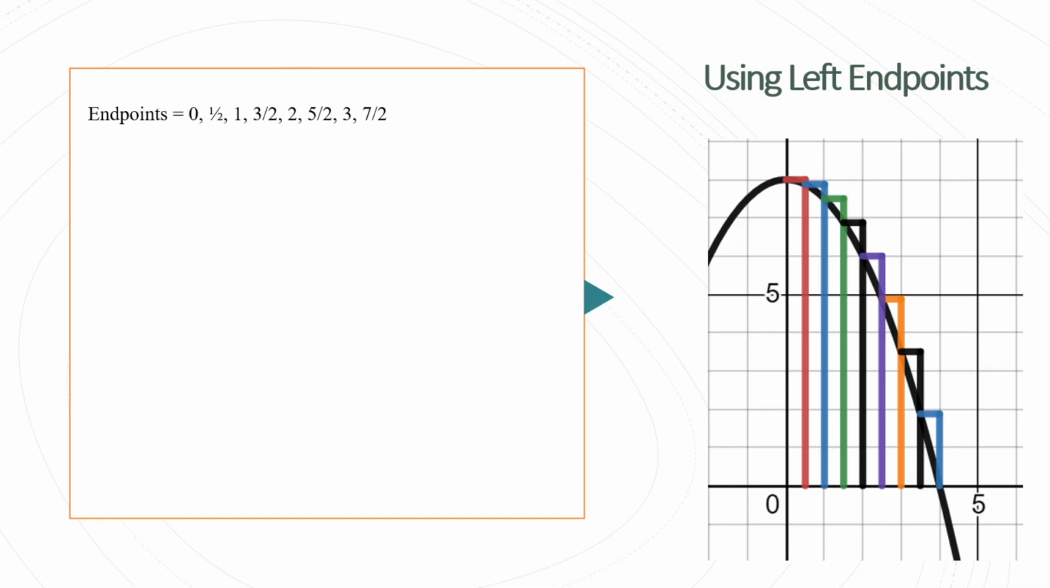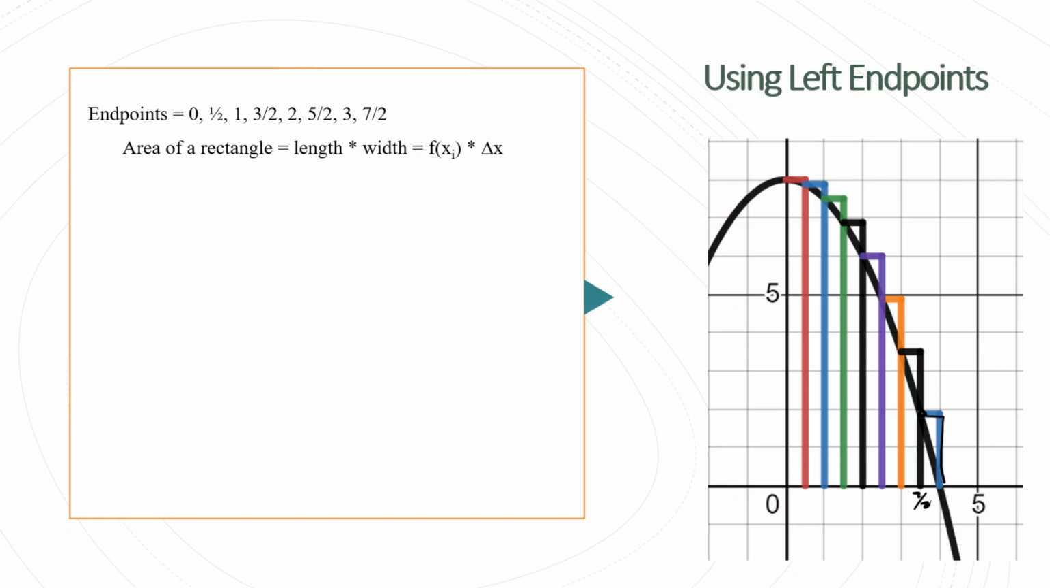All right, so here's the picture using left endpoints. So the left endpoints will start at 0, but they're only going to go to 3.5 or 7/2. Because that right here is forming this last rectangle, because I'm going to use the left-hand side. So I will not use the 4 if I'm going from the left, okay?